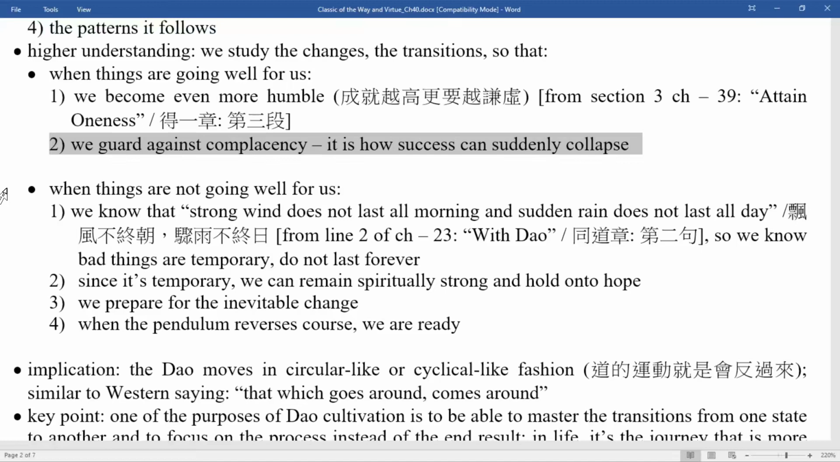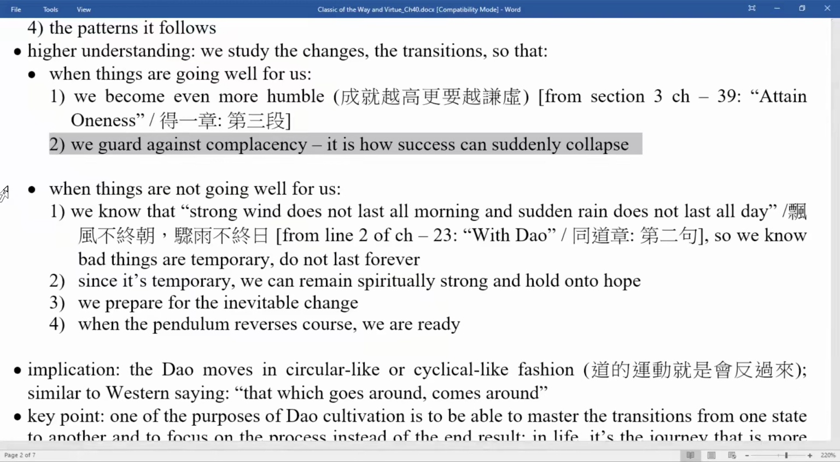Let's say someone became the greatest athlete or something. It doesn't matter, politician, leader, whatever. But then complacency sets in, and that's how competitors or whoever would overtake you. Same idea. So that's one of them.